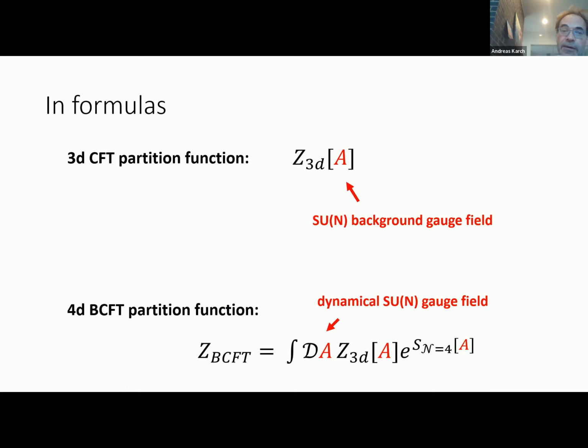Here's how this looks in formulas. I can define this 3D partition function as always. This is some strongly coupled 3D CFT. It has some SU(N) global symmetry. So I can introduce a background gauge field A for this SU(N) global symmetry and calculate the 3D partition function as a function of this background gauge field. And the way we get the 4D BCFT that way is you basically take the 3D partition function and then we post-process it with the action of the N equals 4 super Yang-Mills, and I integrate over this gauge field. So what used to be a background gauge field for a global symmetry from the 3D point of view becomes the dynamical gauge field of the 4D theory.